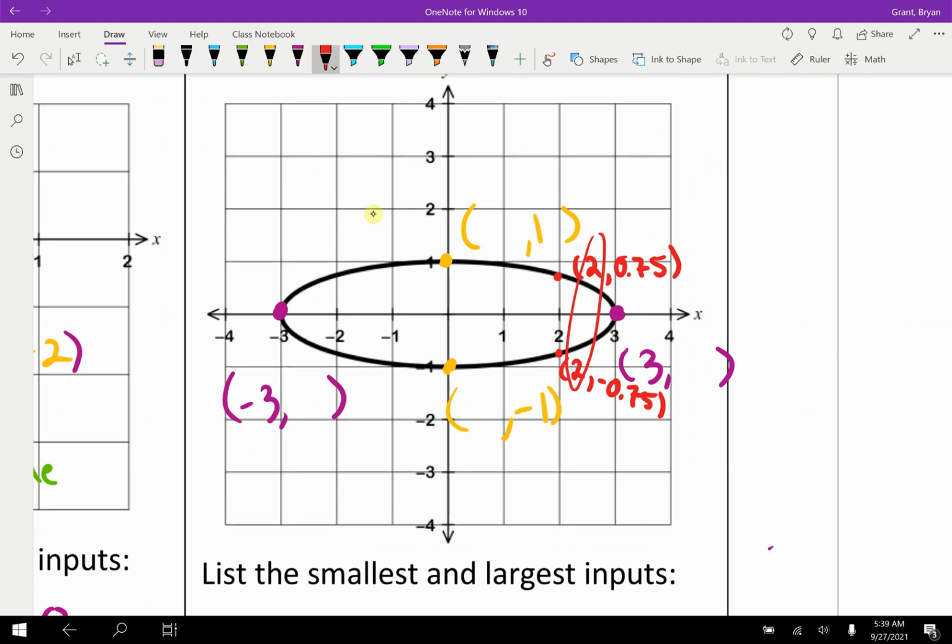And the answer is no, because there are 2 different outputs that go with it. This is a graph that is not a function. It's still an okay graph. We just need to realize that this would be defined as a relation, not a function.